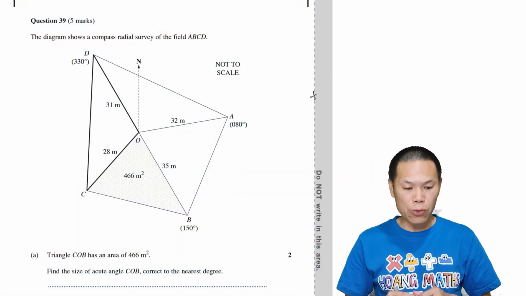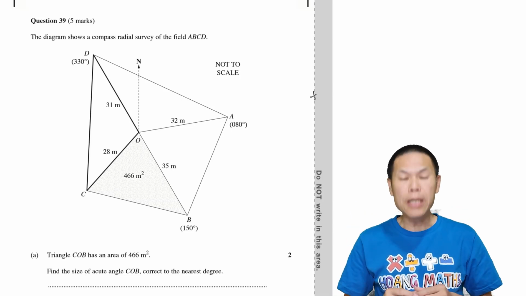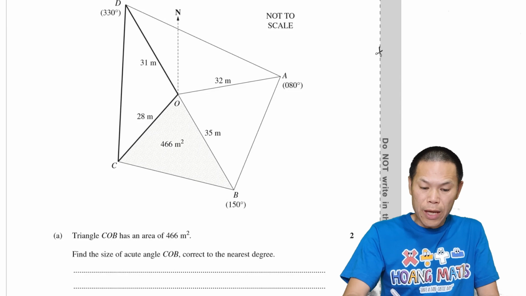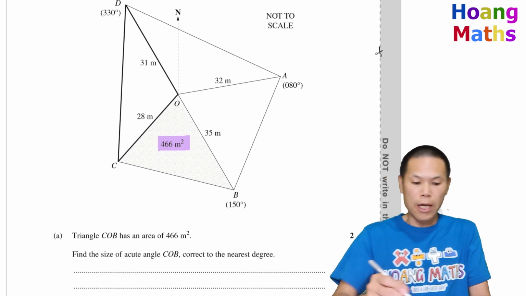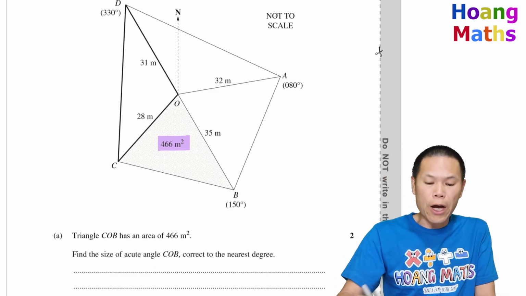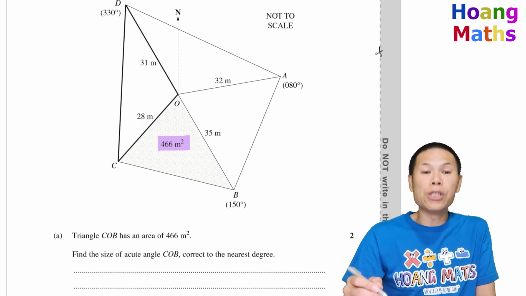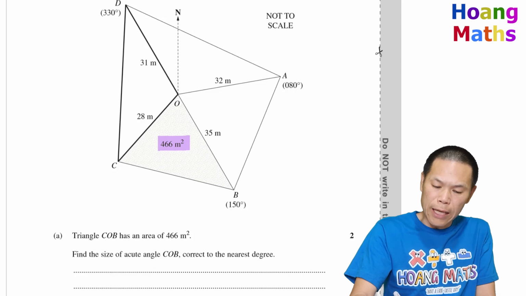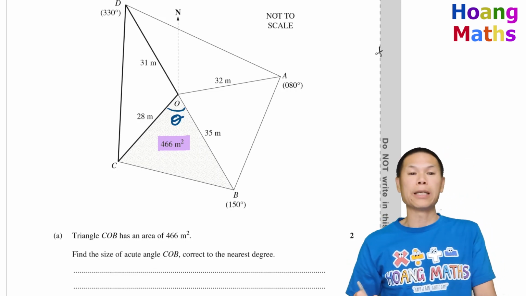The diagram shows a compass radius survey of the field A, B, C, D. And we know that the area of COB is 466 square meters. So now we need to find the size of angle COB, correct to the nearest degree. So we need to find this angle here. And let's just name this theta, okay, makes it easier.